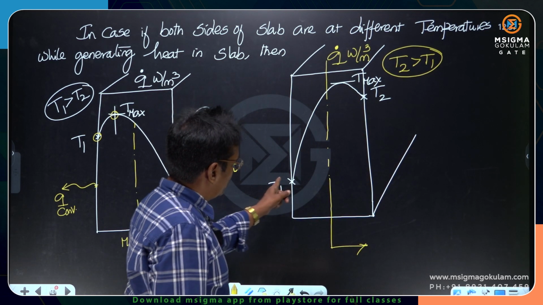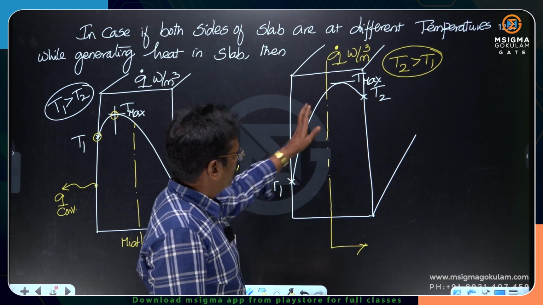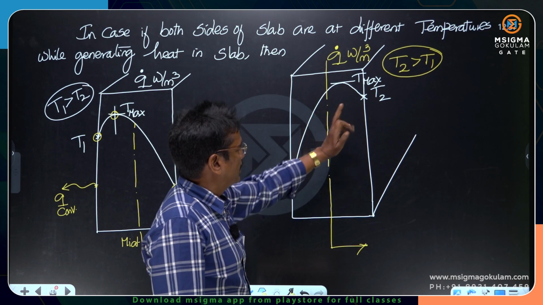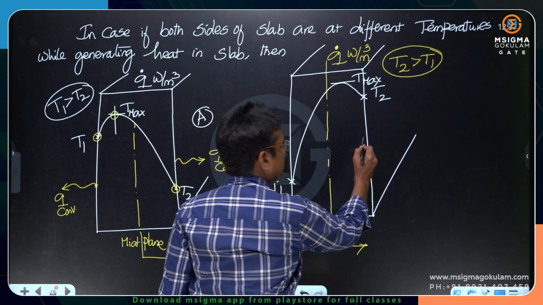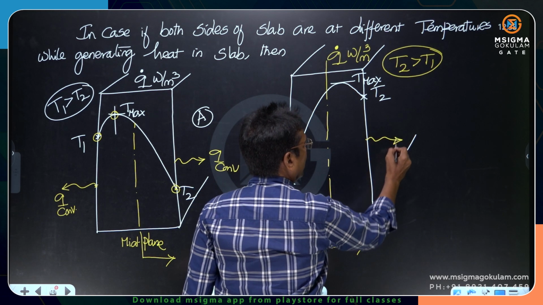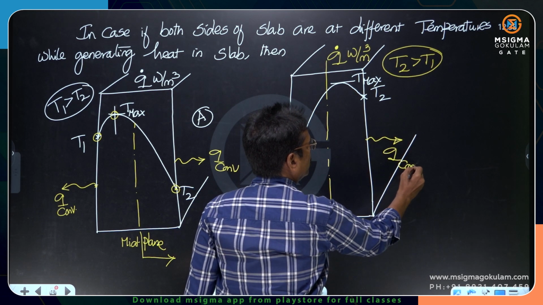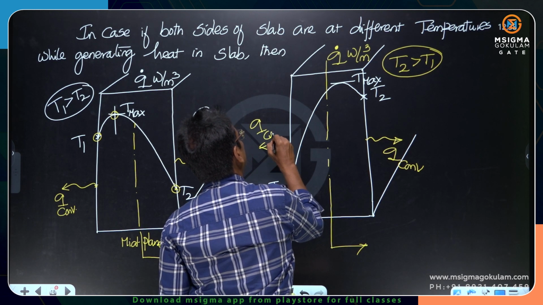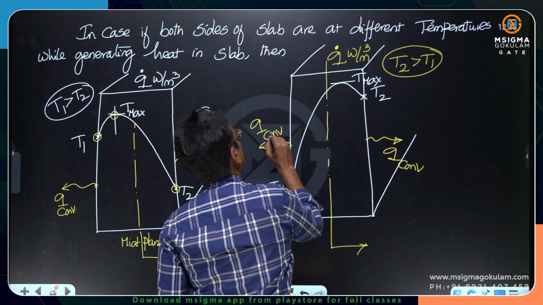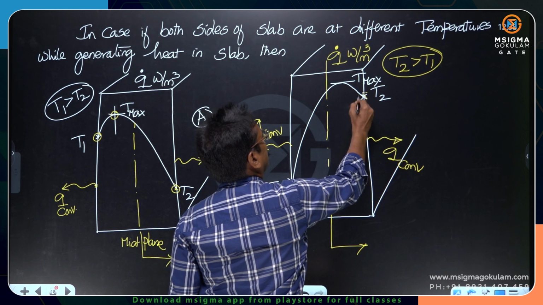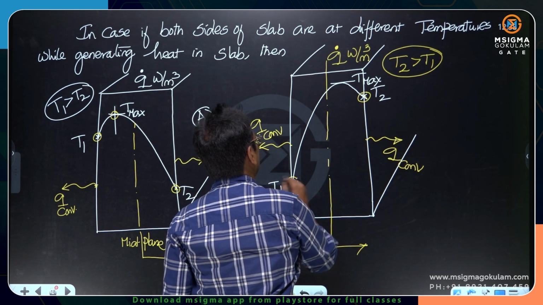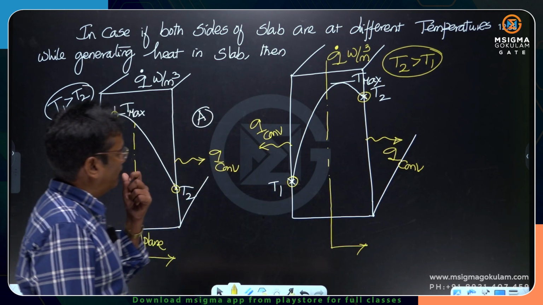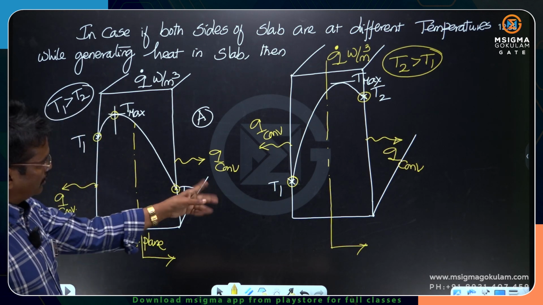In case both sides of the slab are at the same temperature, you see the maximum temperature at the midplane. There is convection happening here, Q convection, nothing is insulated. There is also a Q convection from the left side, but the temperatures are not equal. The right side and the left side temperatures are not equal. T2 is greater than T1. So this is possible.